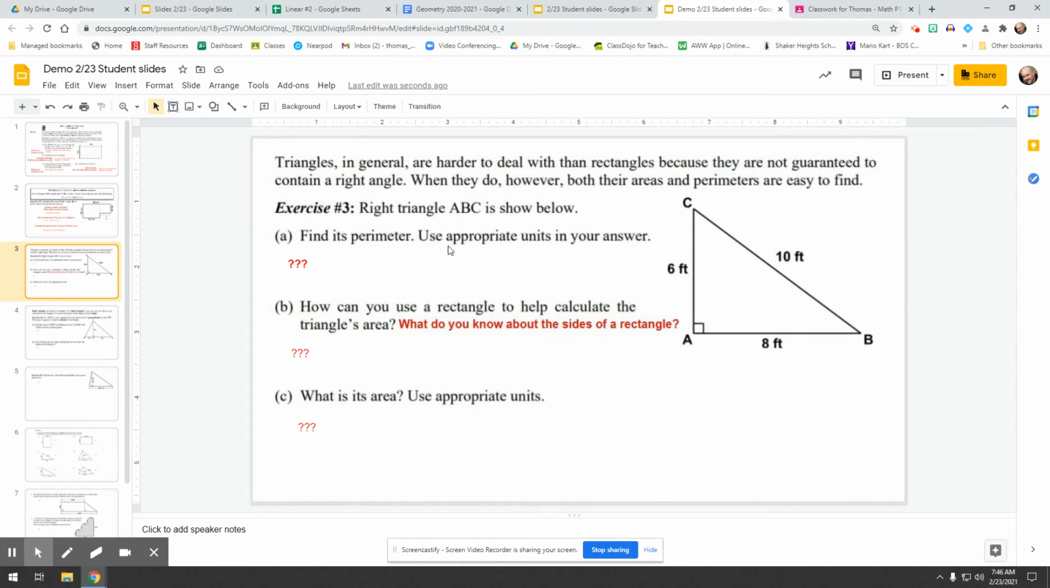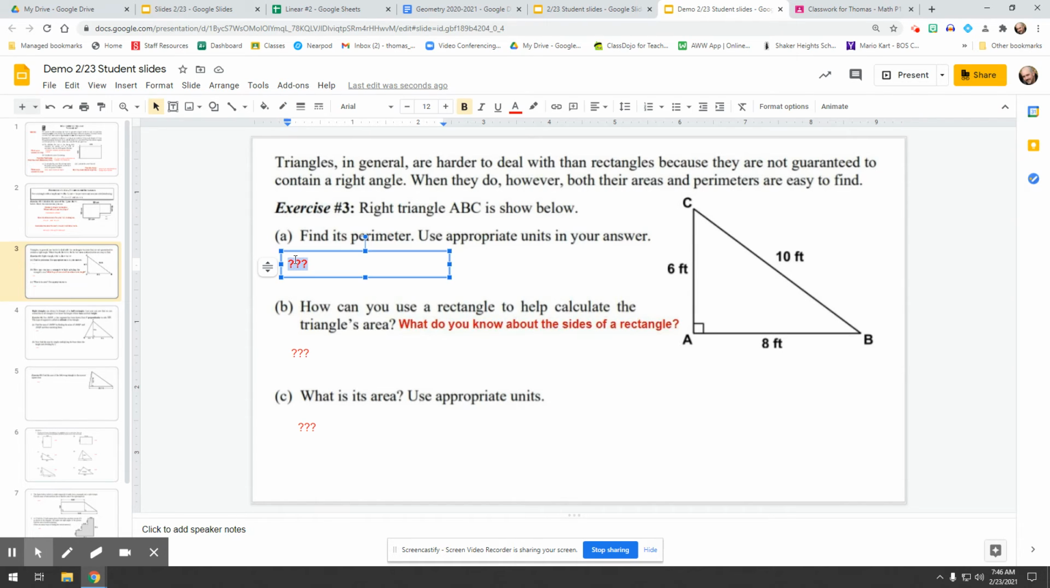So find the perimeter. Well, we already know perimeter is when you do what exactly? Exactly. Add up all the sides. So all you have to do is 6 plus 8 plus 10 to find a perimeter of 24 feet. And it's not square feet because you're just measuring a distance around the outside. So how could we use a rectangle to help calculate the triangle's area? Well, we know that a triangle is half of a rectangle.